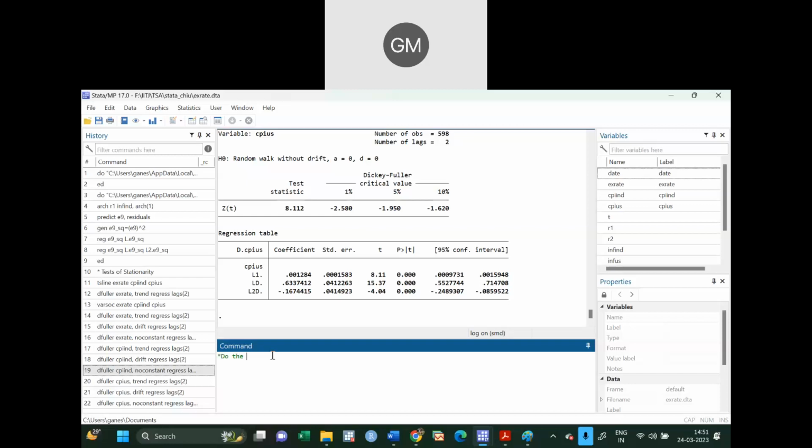Do the stationarity test of the first difference of the variable.